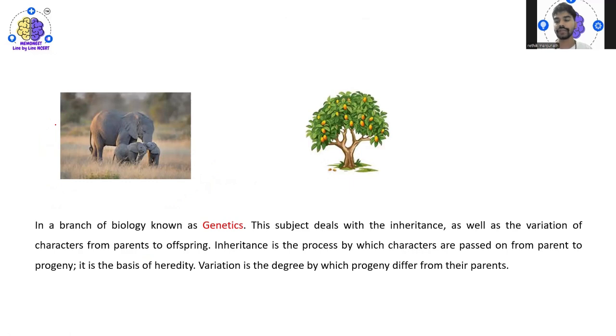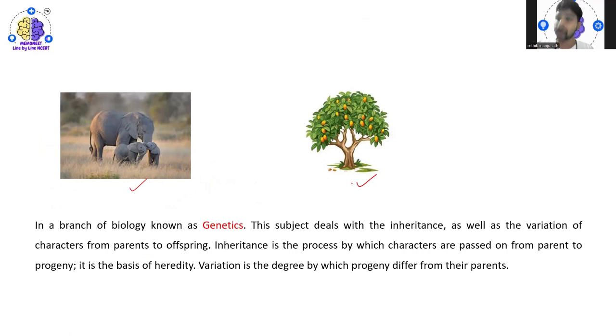My major question is, have you ever wondered why an elephant always gives birth only to a baby elephant and not some other animal? First question, you'll always be thinking. And when it comes to plants, say we have a mango plant here. Why does a mango seed form only a mango plant and not any other plant? A big question mark, right?